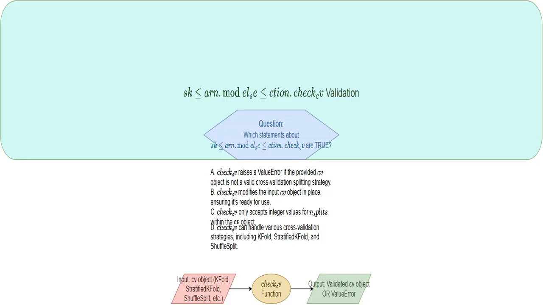This refers to the function sklearn.model_selection.check_cv in the scikit-learn library. This function is used to verify that the cross-validation strategy you provide to a machine learning model is valid and will work as expected. It's like a pre-flight check to avoid errors later.